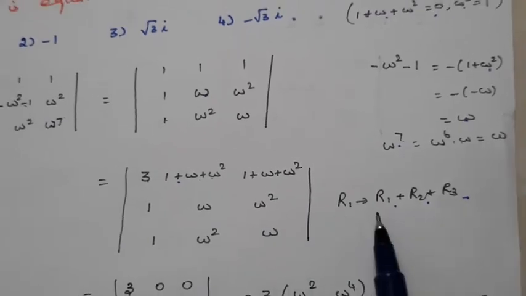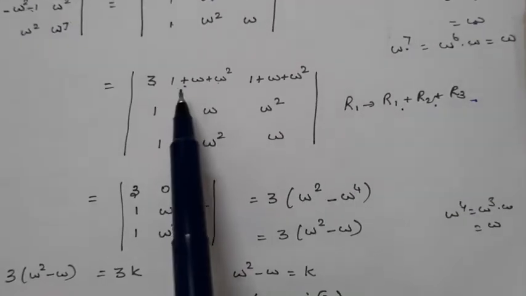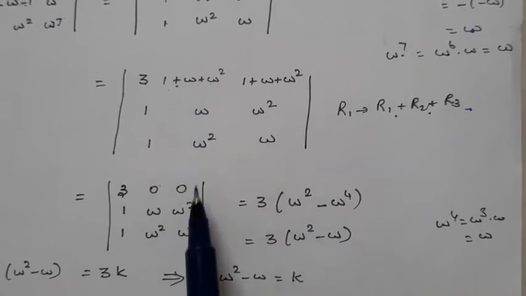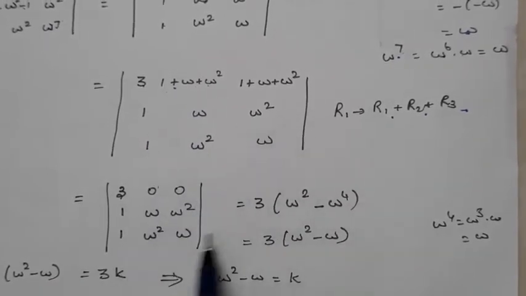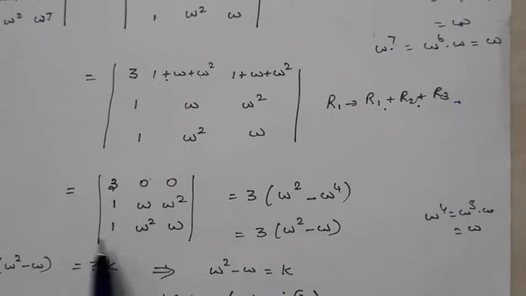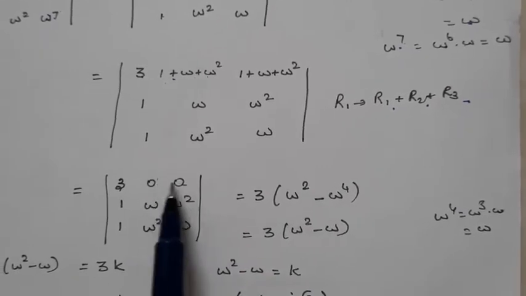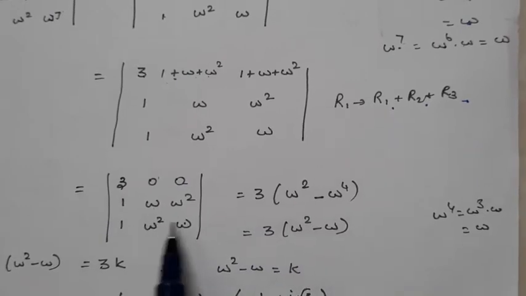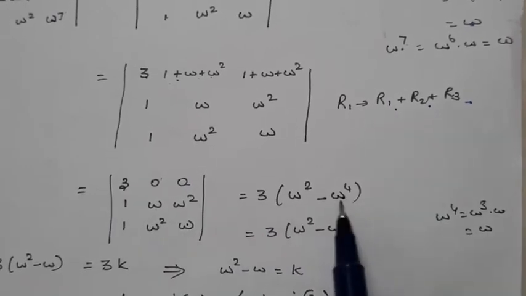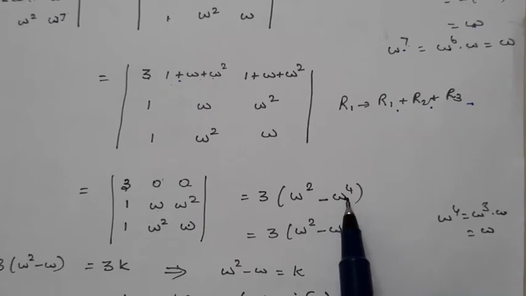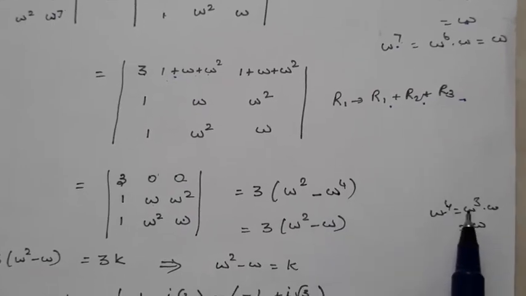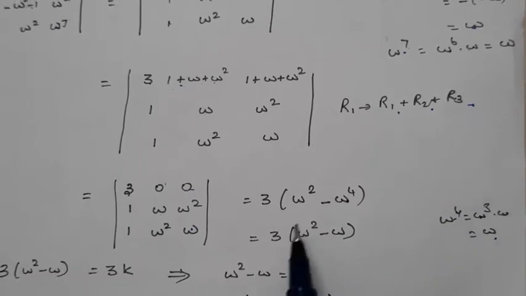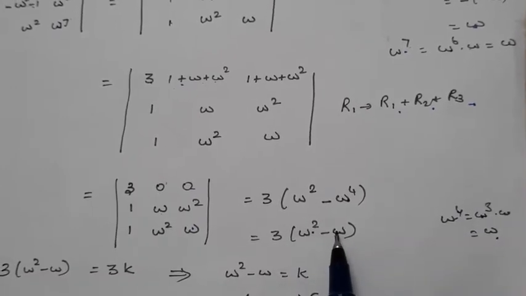So by adding the 3 rows, we get the first row as 3, 0, 0, as 1 plus omega plus omega squared is 0. And the second row as such, okay, and the third row as such. And then as we got 2 zeros, let us expand along the first row. So 3 into omega squared minus omega power 4. Again this power is greater than 2, so let us split omega power 4 as omega cube into omega. Omega cube is 1, so it will be equal to omega. So this will be omega squared minus omega.